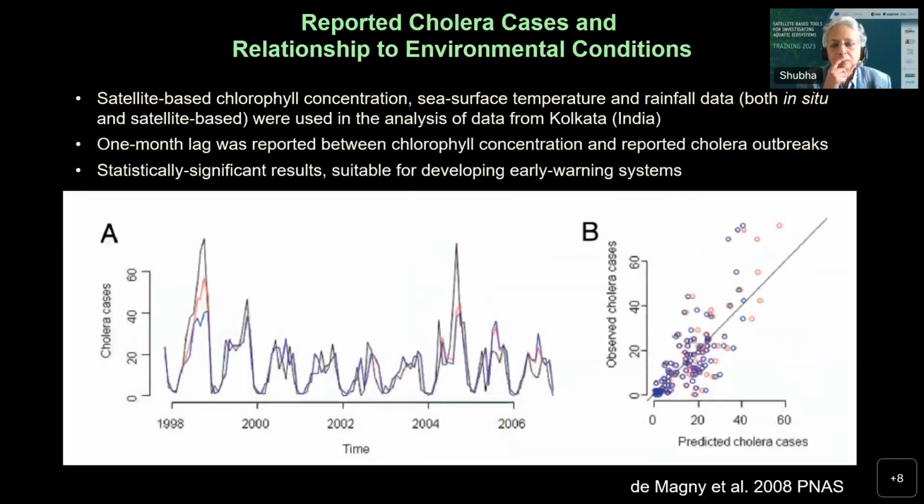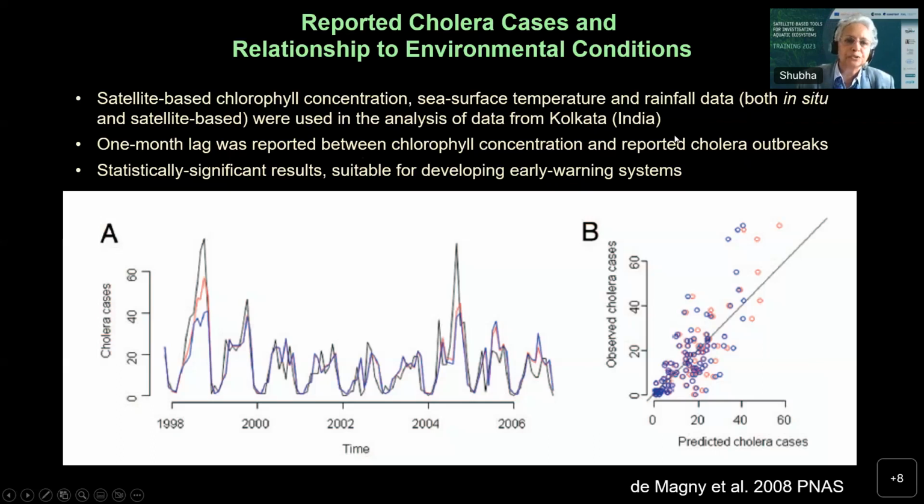So back to remote sensing and using this information for predicting risk. There are several similar studies. I show here one by Demagni and colleagues. They said that for an outbreak in Calcutta in India, they could predict the outbreak of cholera cases using satellite-based chlorophyll concentration, sea surface temperature, and rainfall data.